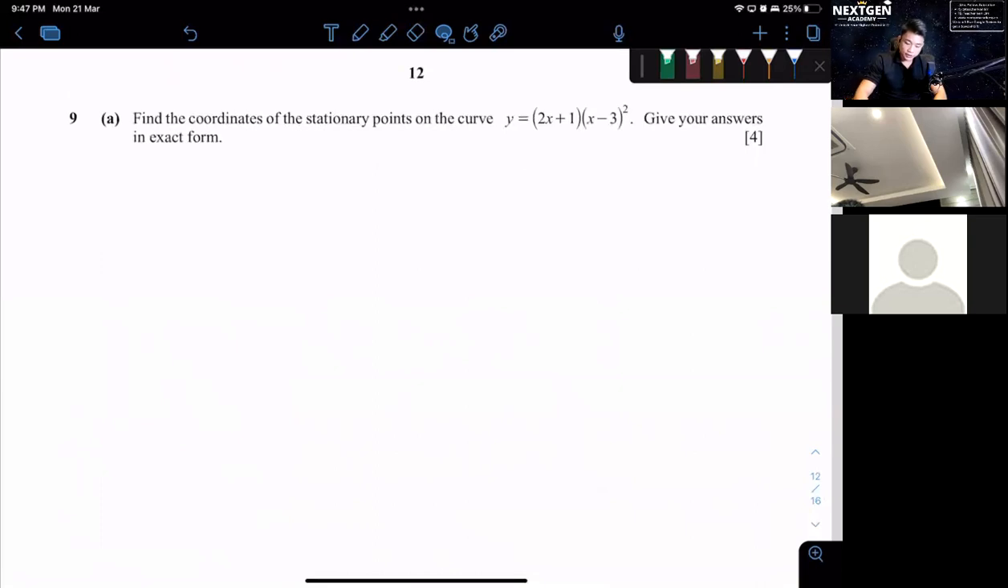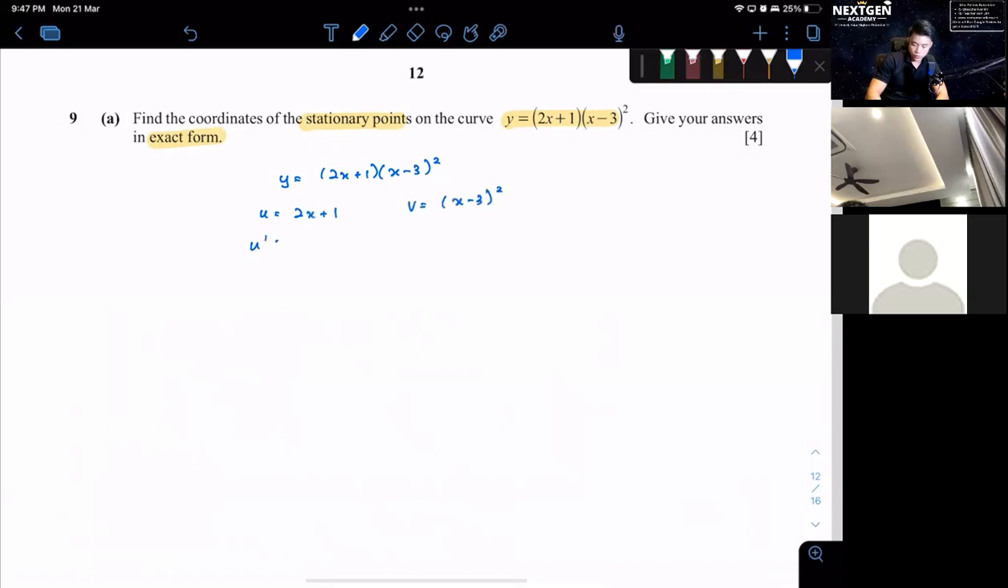Question 9a. Find the coordinates of the stationary points of the curve y equals 2x plus 1, x minus 3 squared. Give your answer in exact form. Okay, so don't go and change it to decimal places. So let's write this down first. y equals 2x plus 1, x minus 3 squared. Okay, u is 2x plus 1. v equals x minus 3 squared. u prime is 2, v prime is 2 bracket x minus 3.